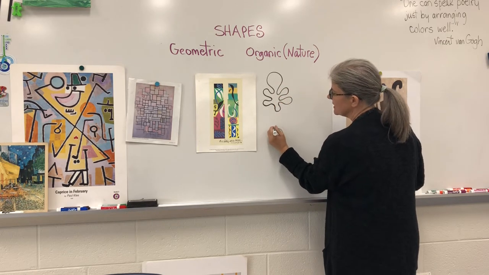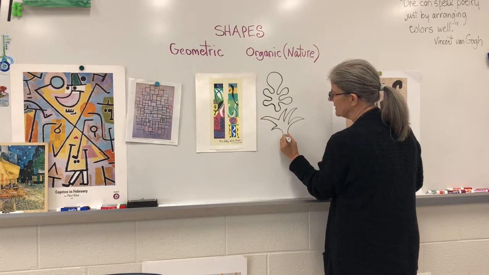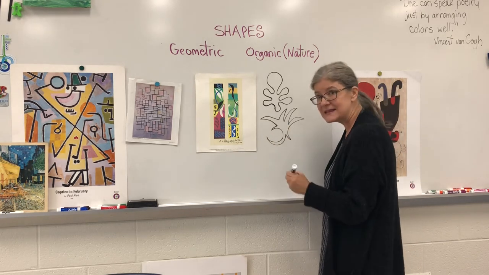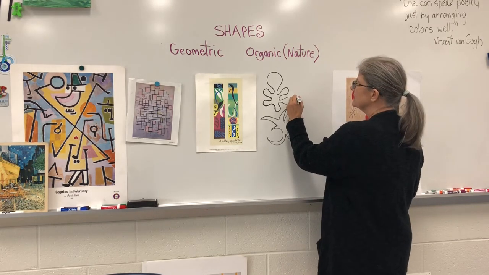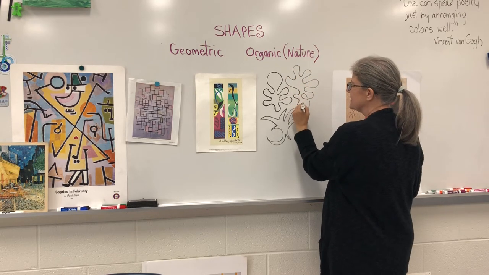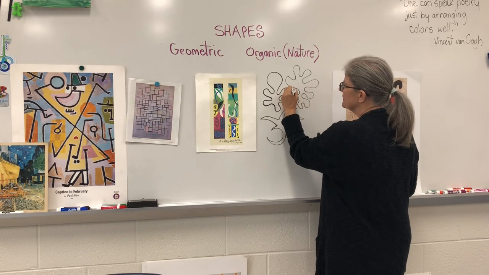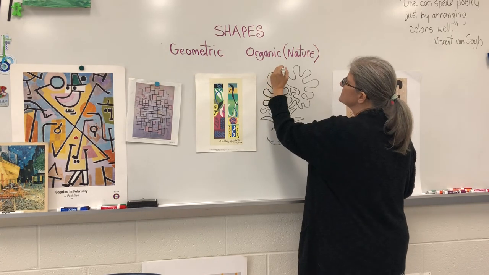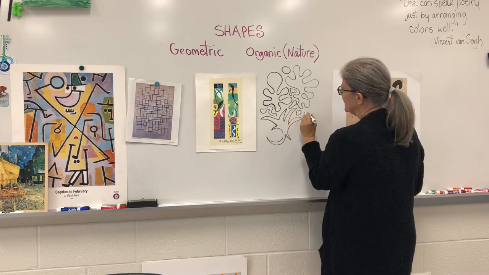I might make another shape that has points to it. It might be a spiky kind of leaf, and it might come out like that. It's really hard to repeat that shape because it's so unique. I'm going to make another one. Like this. And then I might add another shape in between. That kind of looks like an upside down heart. And I'm just gonna start filling up my space with organic shapes.